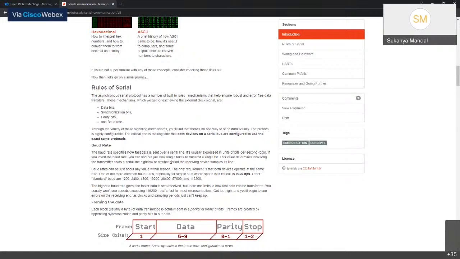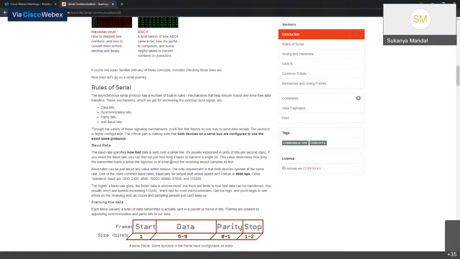Through these varieties of signaling mechanisms, you will also find that there's not just one single way to send data serially. These protocols, of course, are highly configurable. So when we code, let's say, an Arduino and set the serial mode of communication to 9600 baud rate, then we want the serial monitor to be also synced up to 9600 baud. Also, there are various baud rates on the Arduino IDE.